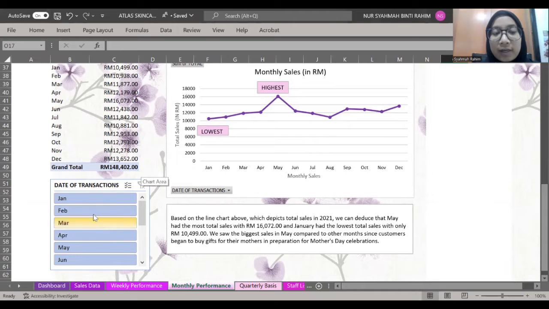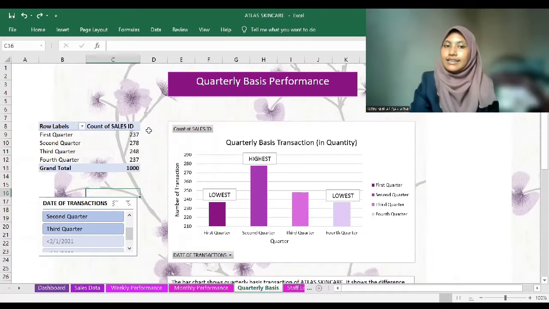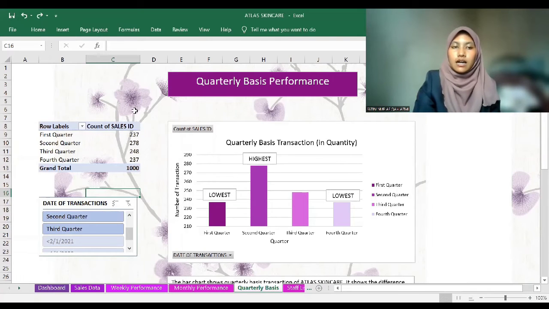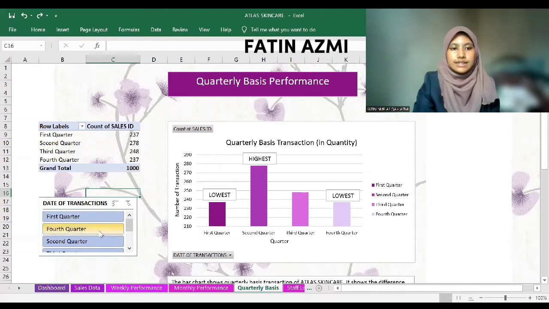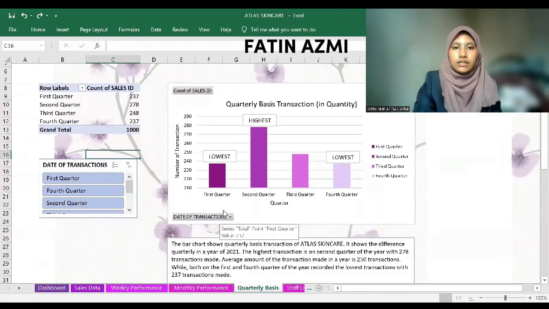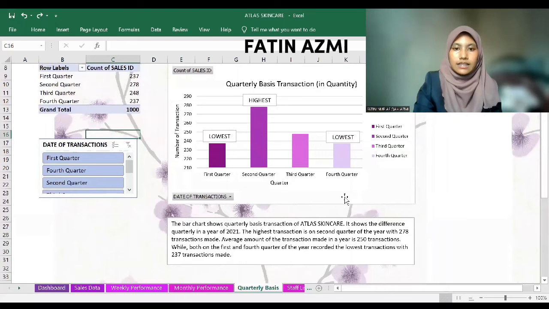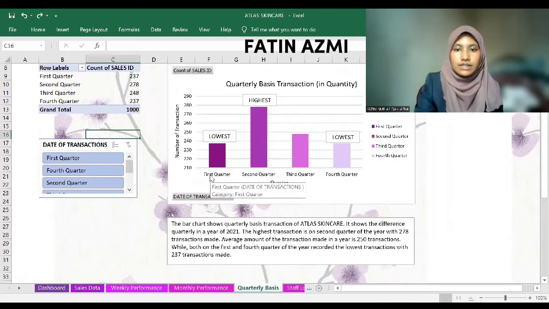And we also included sizes. Next, for the quarterly basis performance, we also use the VLOOKUP function, and we also use the slicer function. According to the graph, we can see that the highest transaction had been made in the second quarter of the year with 278 transactions, while the lowest is in the first and the fourth quarter of the year.